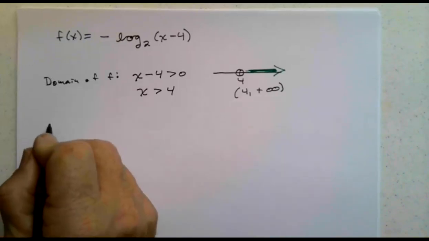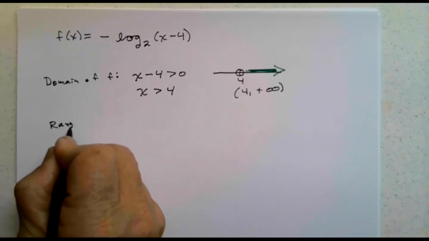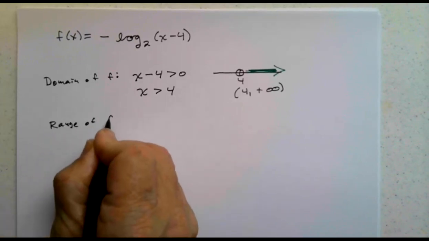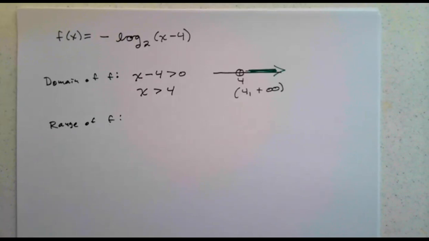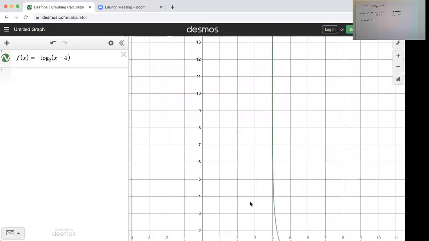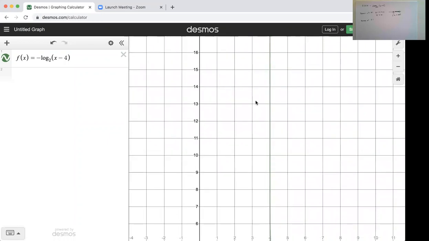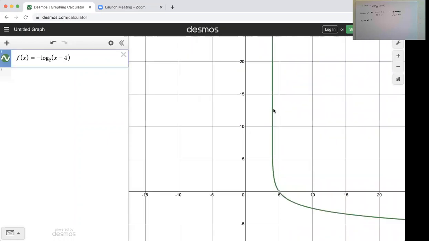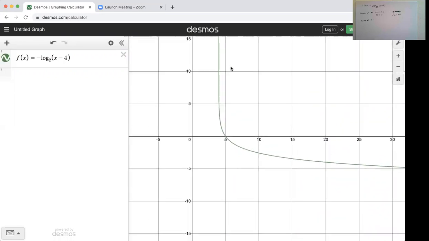Now what about the range of f? Let's take a look at the graph again. Range of f. Well, you can see that the y values get as high as you want them to get, right? You want a y value of 16, boom, there is one. Now, how low do they get, though? That's a little harder to see.